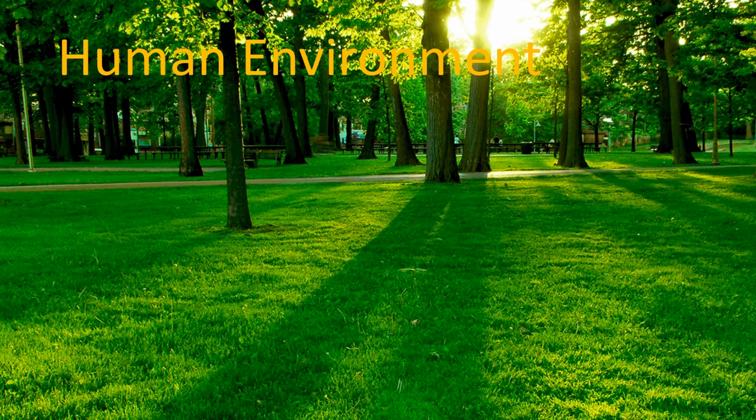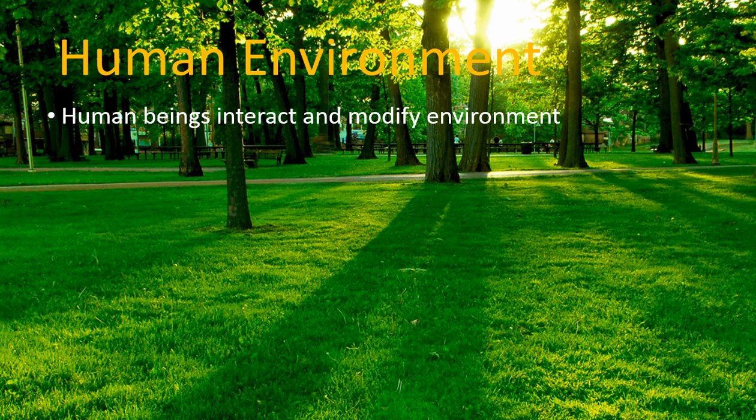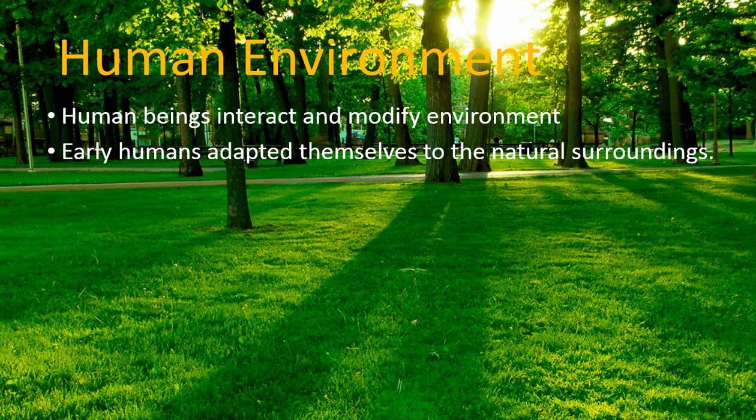So human beings are modifying the environment. Since the evolution of human beings on this planet Earth till now, human beings are continuously modifying the environment. Since the beginning, we can take some important examples of how human beings interact with and modify the environment, as we have already discussed. We started from early human beings. They adapted themselves to the natural surroundings. It means whatever was present in their natural surroundings, they depended on.